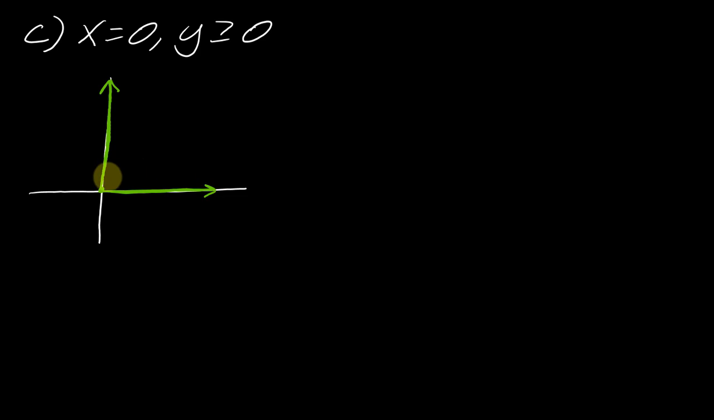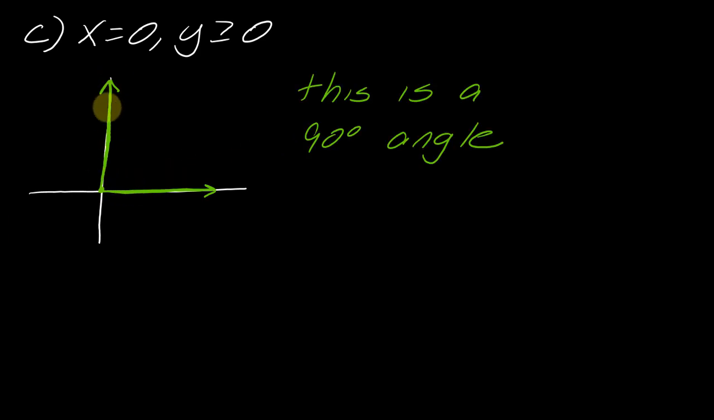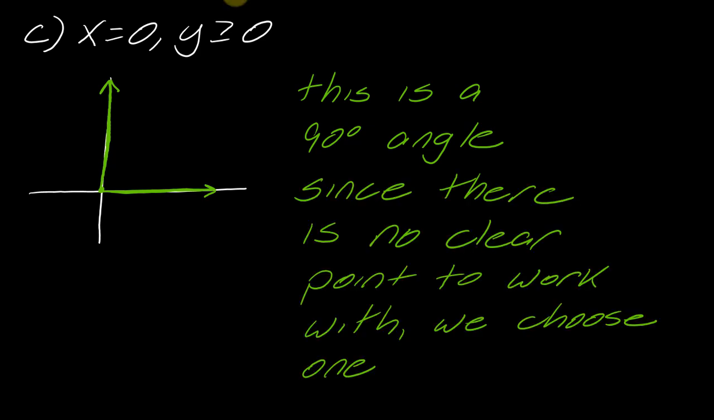So remember, my terminal side starts over here, right? So I'm opening from here to here. So I just want to point out that this is a 90-degree angle, right? Like if I just look at it, you can tell it's a 90-degree angle. And there's an inherent issue with this. There's no clear point to work with, like we had with the previous examples where I'll just select the point that I was using as I was plotting out my slope.